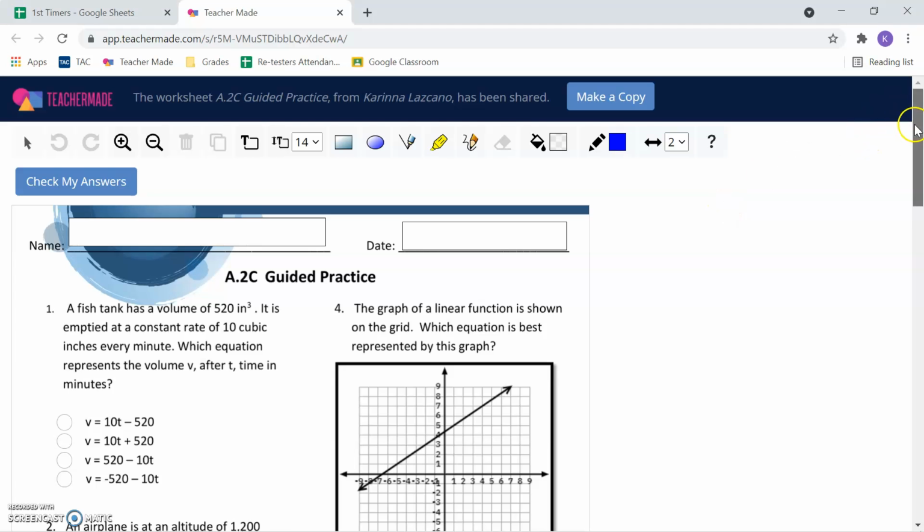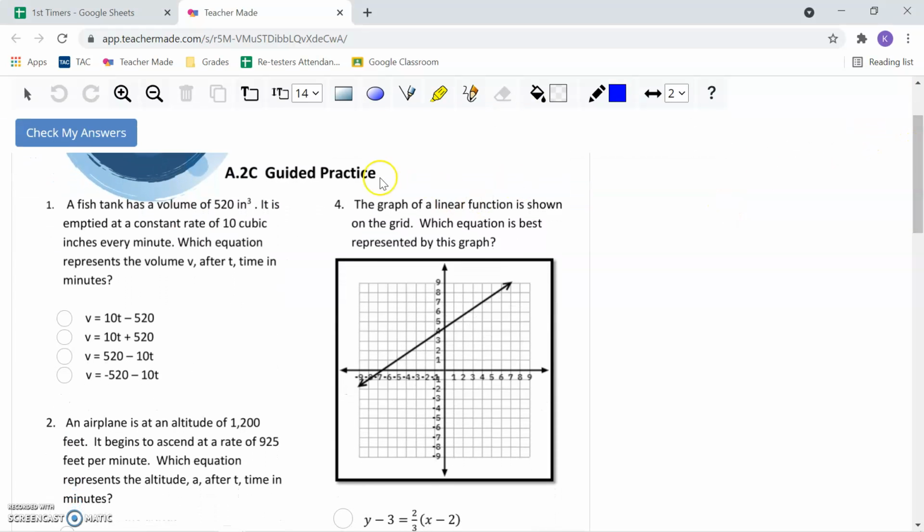Now we're going to work on the guided practice. Right here we have a scenario. On this one it says a fish tank has a volume of 520. It is emptied at a constant rate of 10 cubic inches every minute. Remember when I told you in the other video, when it says per minute, per hour, or every minute, the 10 and the X or a letter have to be next to each other. In this case, it's the T for time, so 10 and the T. As we can see, they all have 10T, so we cannot get rid of any.